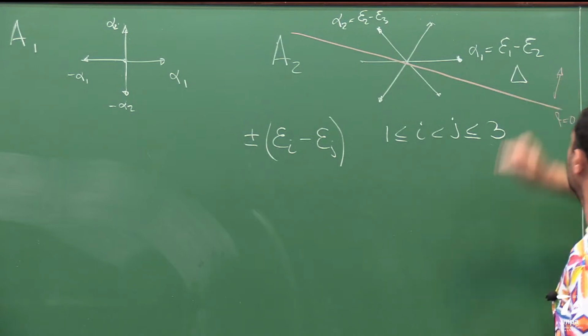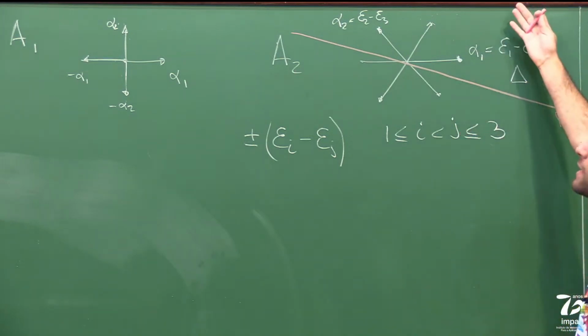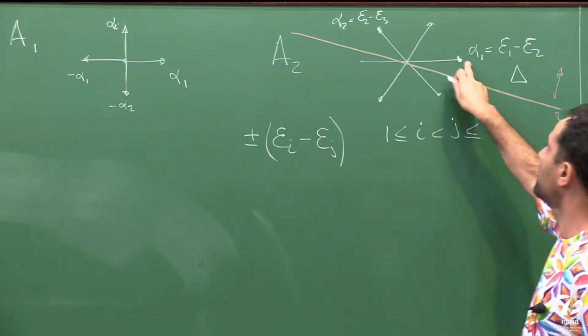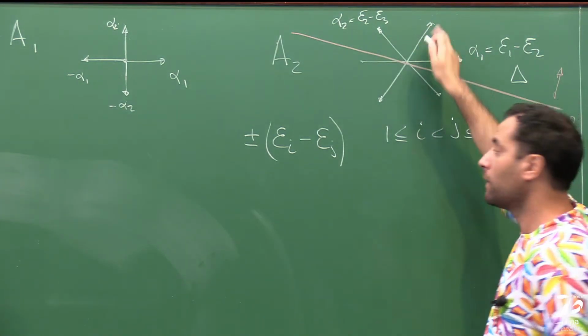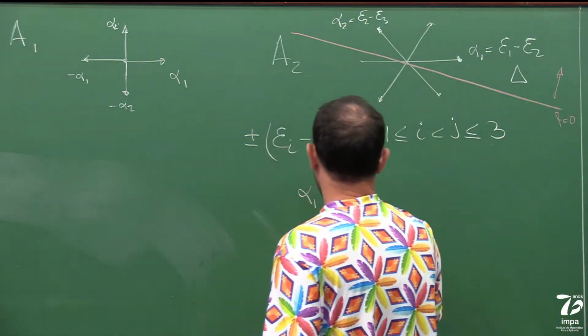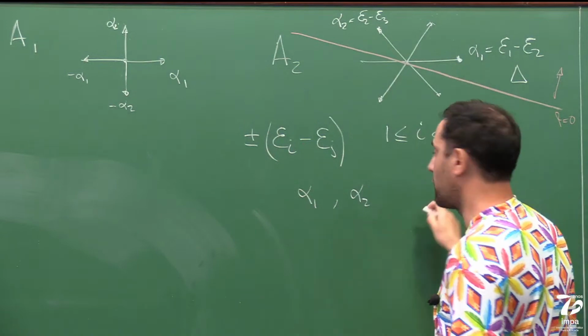Everything that is on this side of the line, f is positive. So everything that is here is positive. And we see what are the 3 possible positive roots. This, and that. So these 3 positive roots are alpha 1, alpha 2, and this one, which is just alpha 1 plus alpha 2.